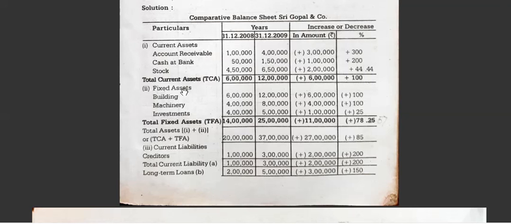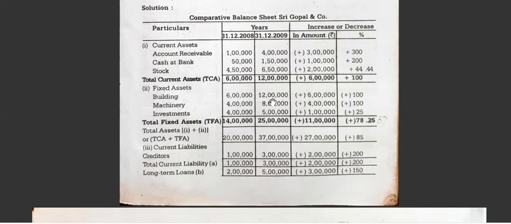After that, fixed assets. Same way, write down all the items of fixed assets. In this problem, you have building, machinery, and investment. Write down both the amounts. Find out the difference. If it is increase, write plus. If it is decrease, write minus. Here it is increase, so plus.